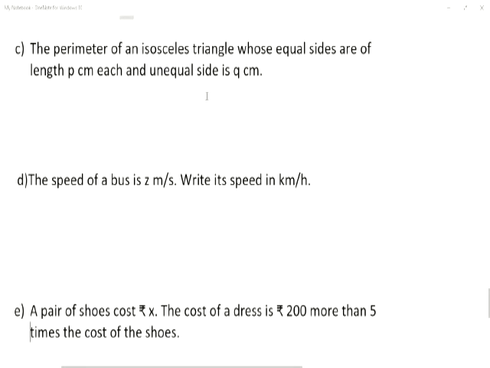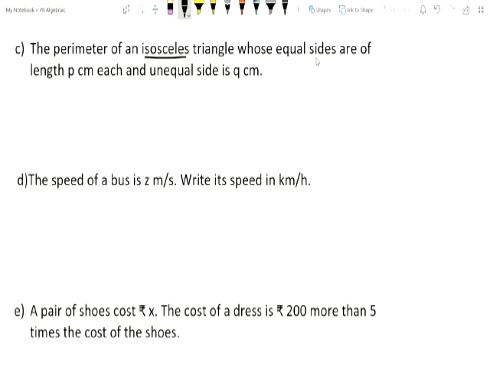See the next question. The perimeter of an isosceles triangle whose equal sides are of length p centimeter each and unequal side is 9 centimeter. Isosceles triangle means two sides are equal and the third side is not equal. These two sides are equal, so this represents p centimeter and p centimeter, and the unequal side is q centimeter.